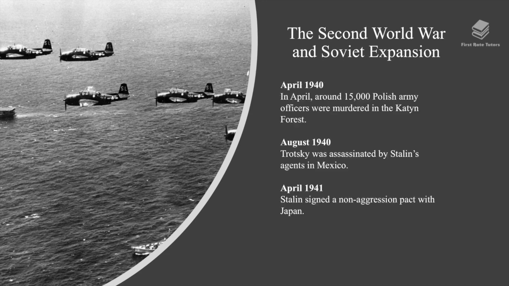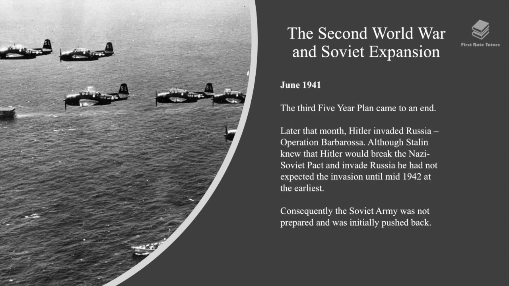April 1940. In April, around 15,000 Polish army officers were murdered in the Katyn forest. August 1940. Trotsky was assassinated by Stalin's agents in Mexico. April 1941. Stalin signed a non-aggression pact with Japan. June 1941. The third 5-year plan came to an end. Later that month, Hitler invaded Russia under the Operation Barbarossa.